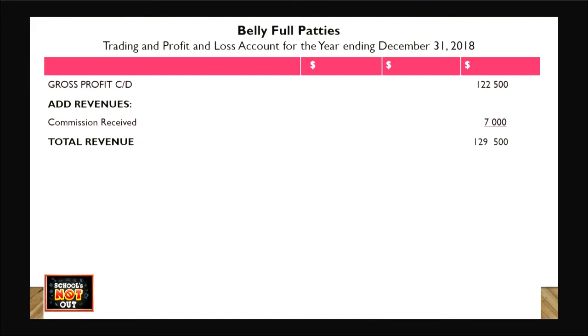Students, we're now going to place our expenses, because in the profit and loss account, we're working to calculate our net profit. So we're going to subtract all our expenses now from our total revenues to get our net profit. Let's go.